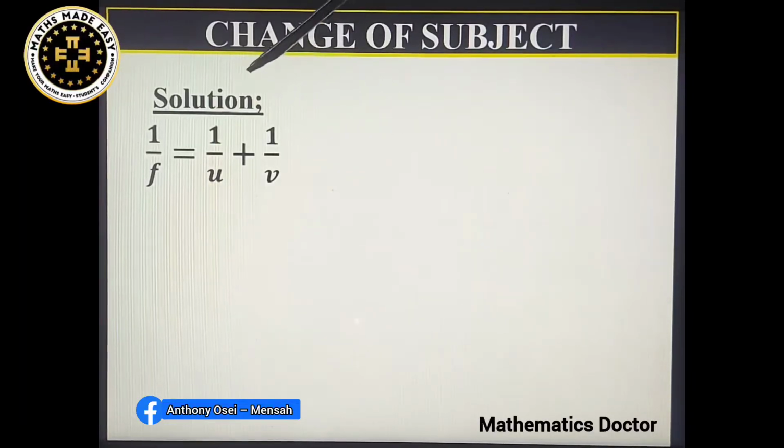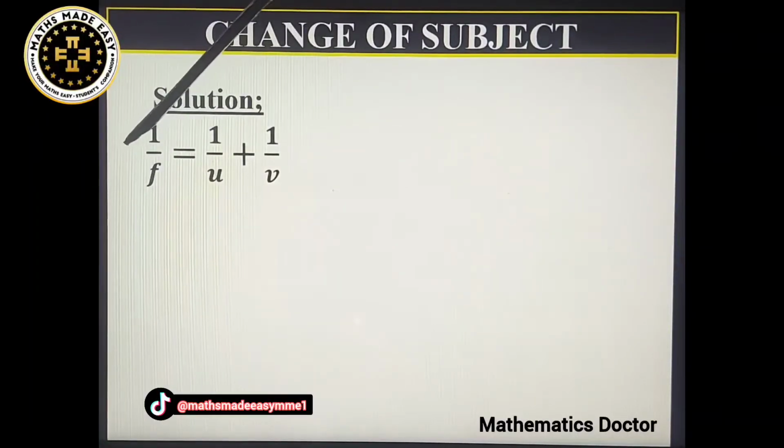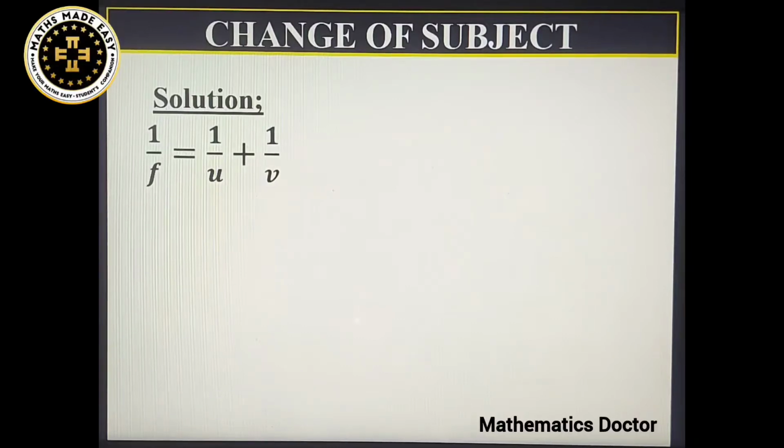But in our question, the fraction term at the left is 1 over f, which is a single fraction. Then we have two different fraction terms at the right hand side, which are 1 over u plus 1 over v. So it is not that cross multiplication cannot be used, but we need to go a step further before we can apply it. And the step is we have to convert or simplify these two fractions into a single fraction. So let us do that before we cross multiply.